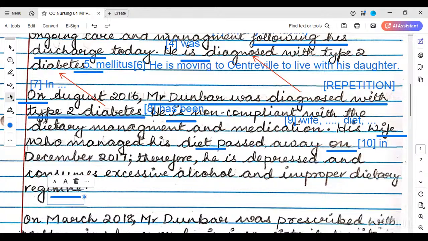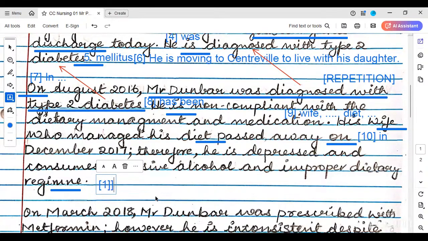So it's a spelling mistake, right? This is point number 11. The spelling is regimen. You have to be very careful with the spellings. Okay, if you make 4 spelling mistakes you lose 10 points, remember.